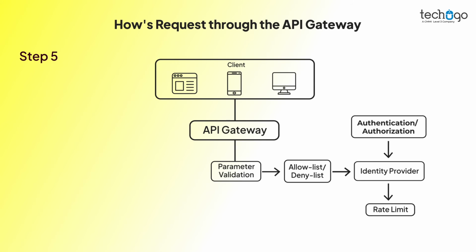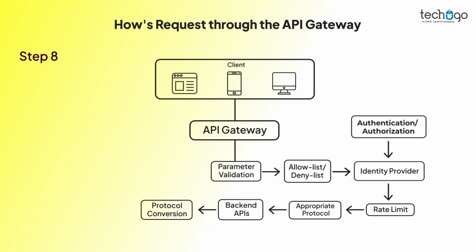Step 5. A rate limit is checked. If the limit is already crossed, the request is rejected. Step 6. API Gateway transforms the request into the appropriate protocol. Step 7. API Gateway sends this request to the backend API. Step 8. API Gateway gets the response from the API and transforms it into the public facing protocol. Step 9. API Gateway sends the response to the client. So this is the way. These are the steps in which API Gateway gets the request, sends it to the API, collects the response and sends it back to the client.